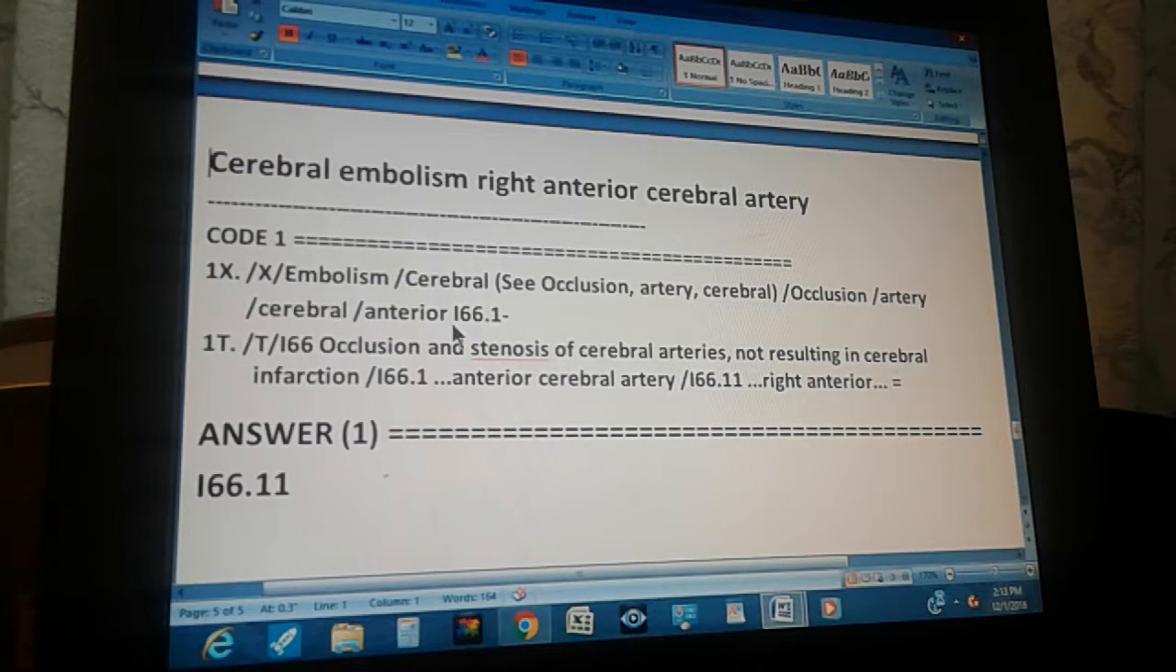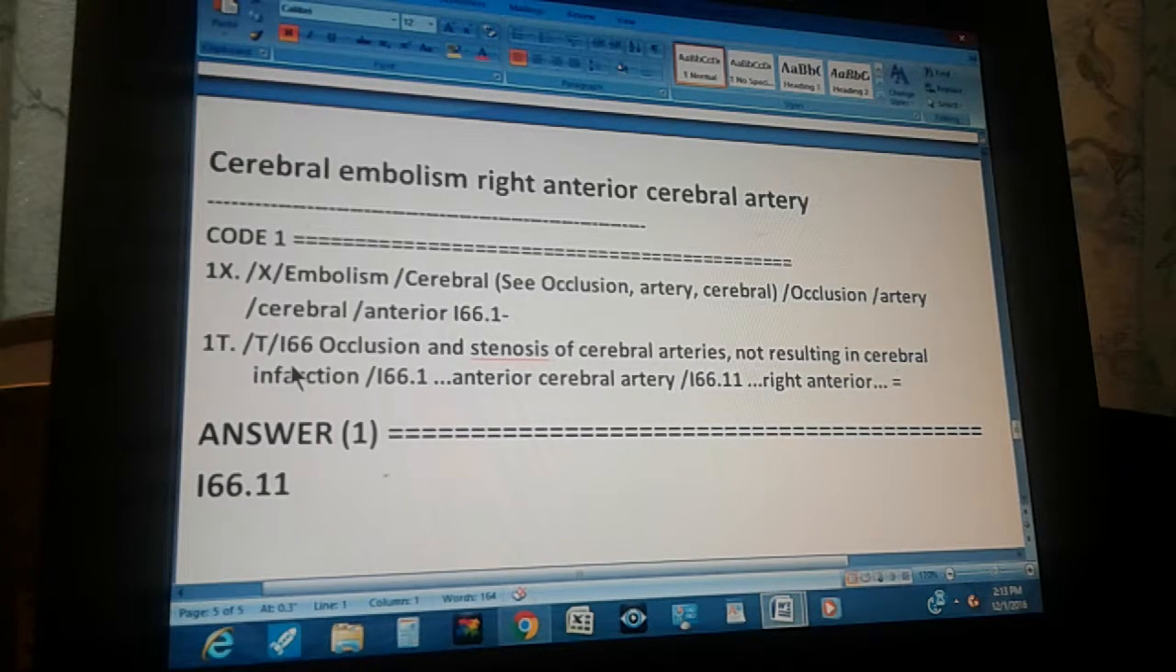Then you go to anterior, because it tells you this is anterior, or the one that is in the front. Posterior would be in the back. This is anterior, in the front. And what's the code? I66.1 hyphen. The hyphen means that there's going to be one extra character that you have to find in the tabular, right? So we go to the tabular to check the code.